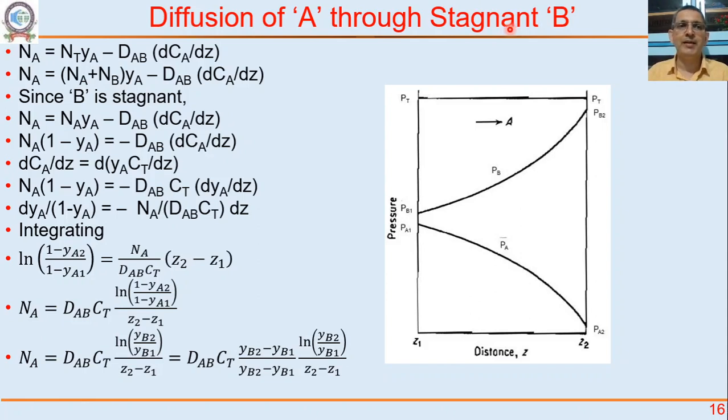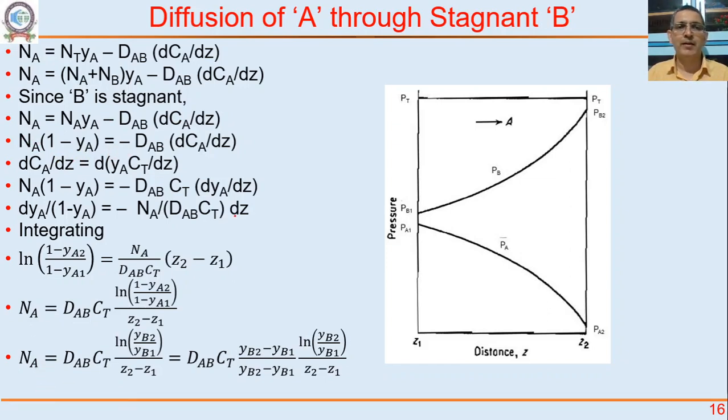Why does that happen? Let's look at this. The molar flux of A is N_A = (N_A + N_B) y_A − D_AB dC_A/dz. If B is stagnant, meaning N_B is 0, then N_A = N_A y_A − D_AB dC_A/dz. So N_A (1 − y_A) = −D_AB dC_A/dz.